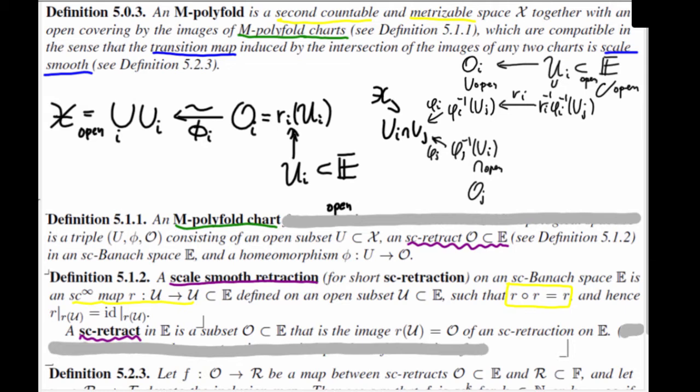And what else? Well, this here is R_j of Q_j, and as such sits in my, not open, but is a subset of my Banach space E_j. And I might want to think of that as an inclusion map, actually.